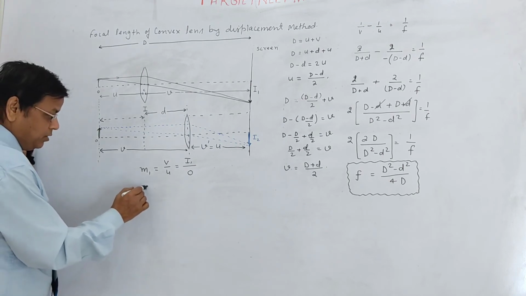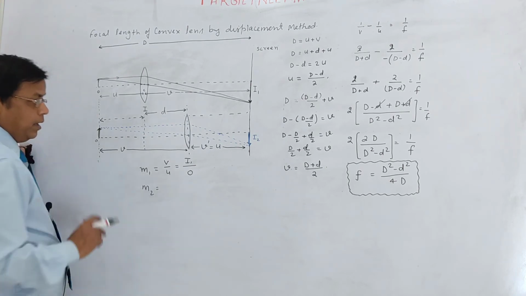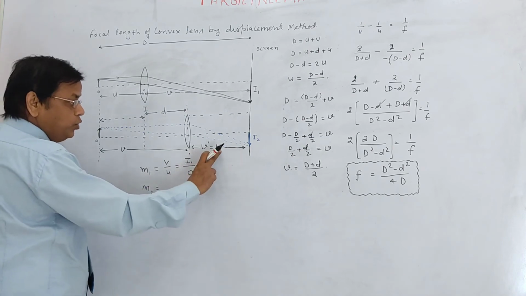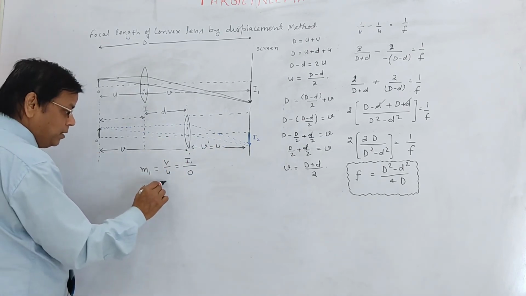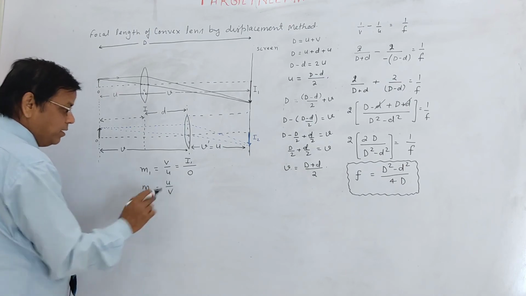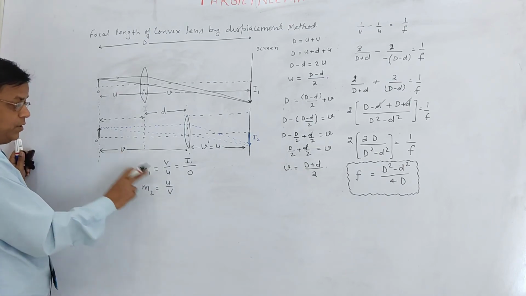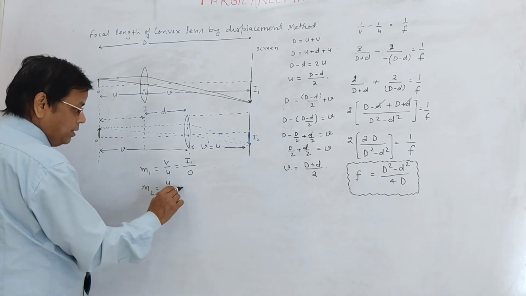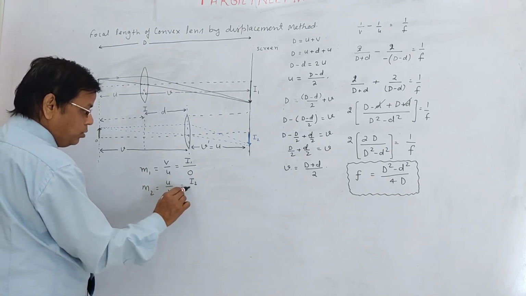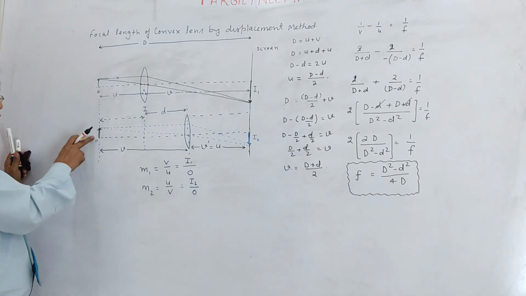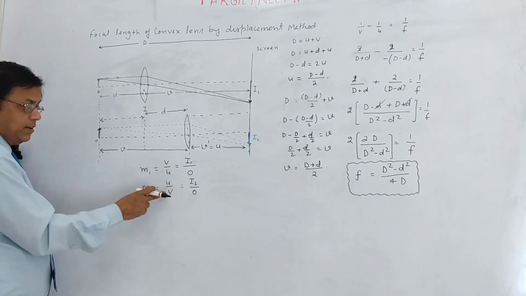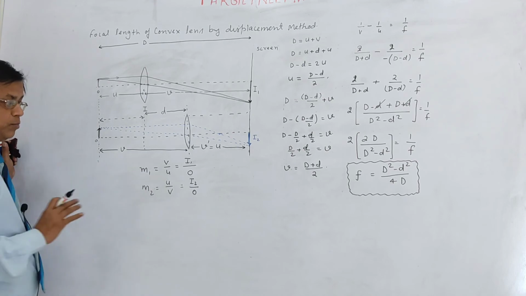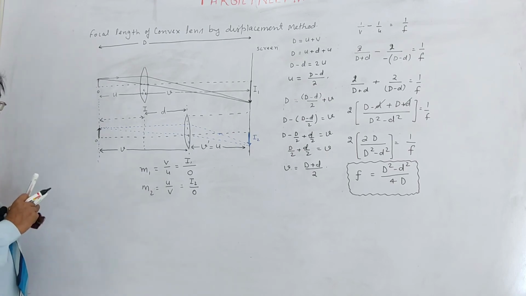m2, magnification in second case. In the second case, v is equal to u and u is equal to v. So magnification will be u upon v. Here v is negative, u is positive, and this is I2 upon O, because the object is the same for both. This is negative, so negative becomes positive. So this is my magnification.